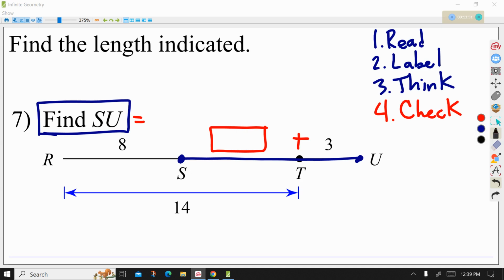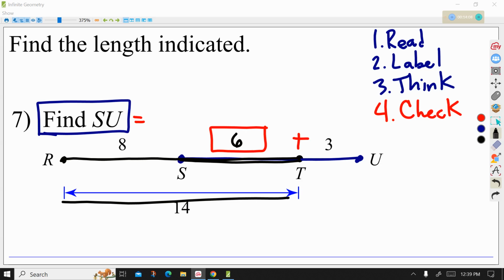I'm hoping that a lot of you guys can look at this picture right here and say, well, wait a minute. If this whole thing is 14, then from here it has to be 6, right? From here to here it has to be 6, because 6 plus 8 equals 14, right? So these two numbers have to add up to 14, okay?